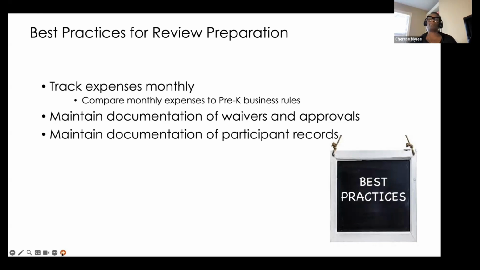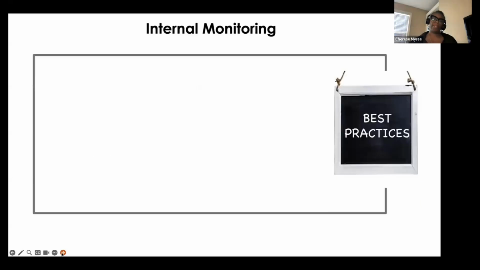So part of the AUP process is not only to look at how the money was spent, but to make sure that the participants on your program were in fact eligible, right? So they have to have enrollment type things, ear, eye, and dental forms, all those kinds of things. Health and immunization records, attendance. So they have to attend, you know, for pre-K.